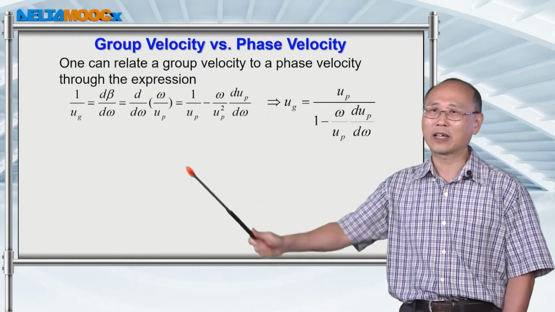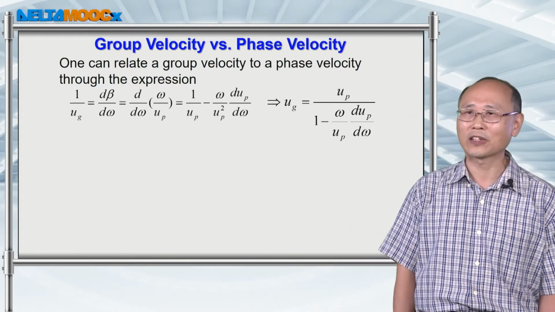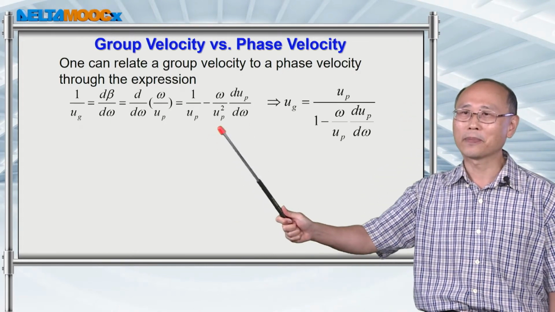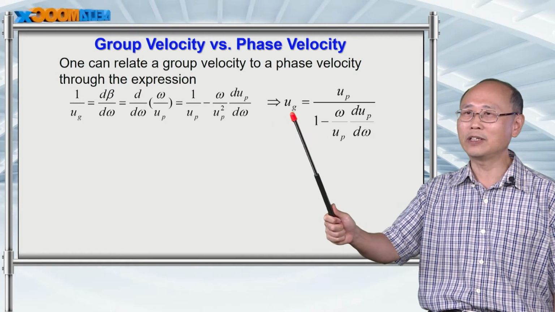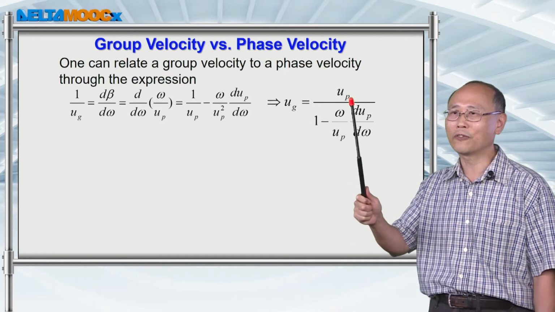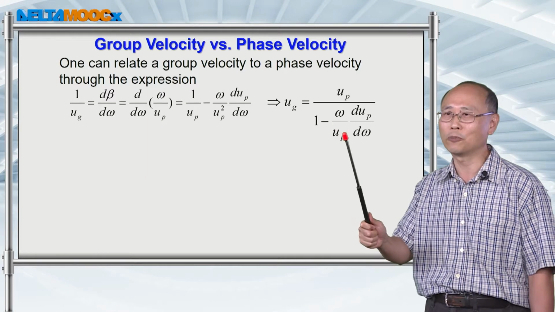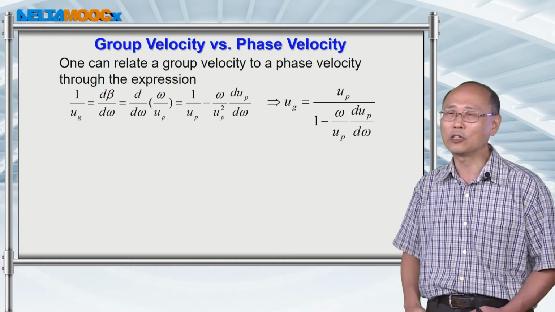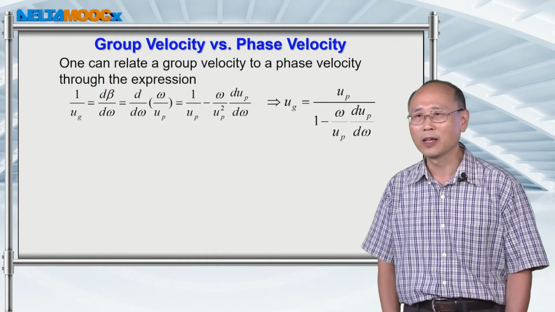Well, we could just bring out the definition of the group velocity and phase velocity and do some algebra. Then you can come up with this expression. u_g here is the group velocity of the wave. It is equal to the phase velocity of the wave divided by 1 minus omega over u_p du_p over d omega, where u_p is the phase velocity.